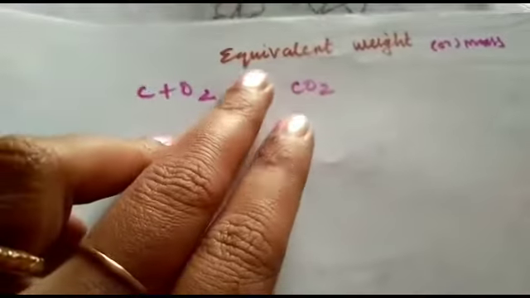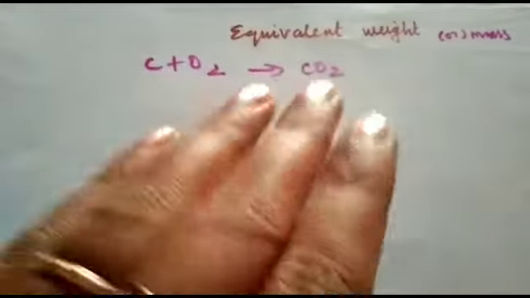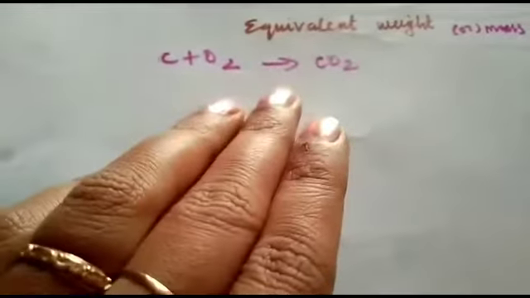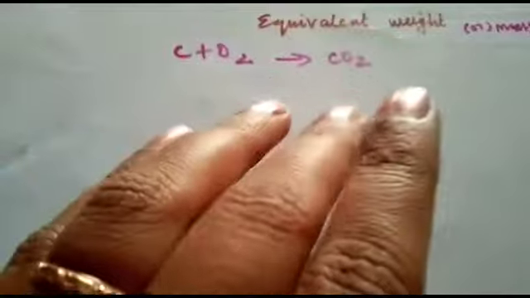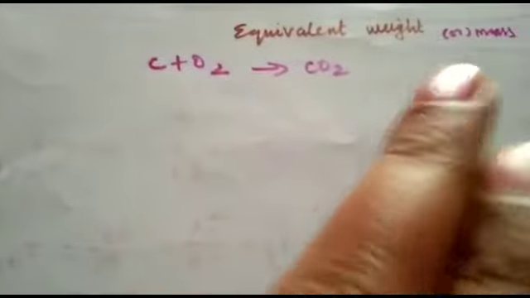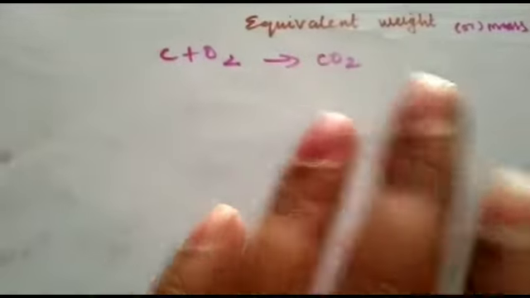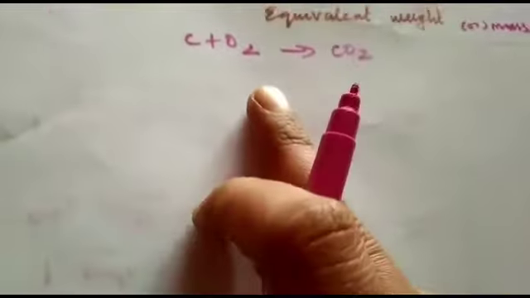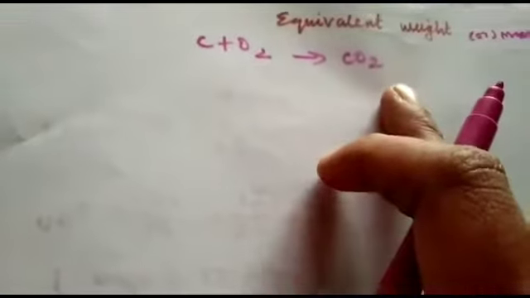Today we discuss the topic of equivalent weight. What does equivalent weight mean? Reactants react in a specific molar ratio, not in a mass ratio. You already know this. Equivalent weight is the equivalent mass; these are the same. For example, carbon, oxygen, carbon dioxide.